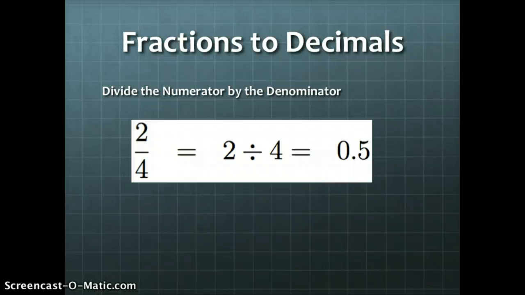So we have a method for converting fractions to decimals, and here's our old friend 2 over 4 from our earlier example. When we're converting a fraction to a decimal, all we really need to do is think of the fraction bar as a division sign, and you can just divide the numerator by the denominator, which was 4. And 2 divided by 4 is 1/2, or 0.5.